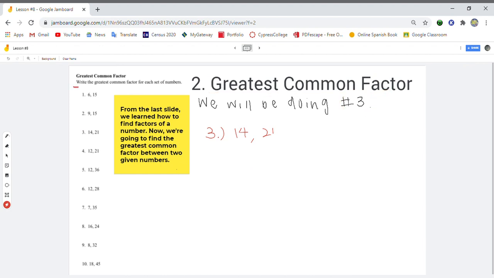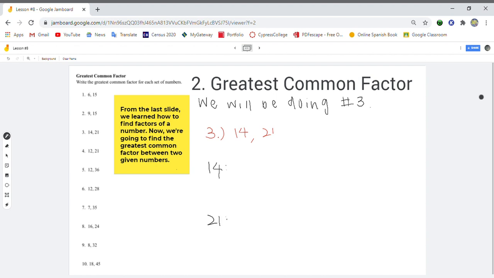It says write the greatest common factor for a set of numbers. From the last slide, we learned how to find factors of a number. One number times a number equals that number. Now we're going to find the greatest common factor between two given numbers. So 14 and 21. Let's first find the factors for these numbers.